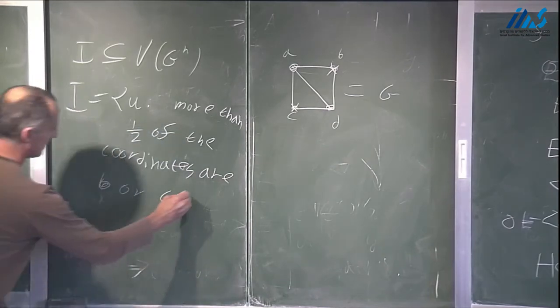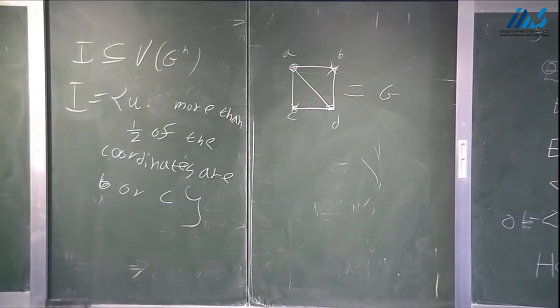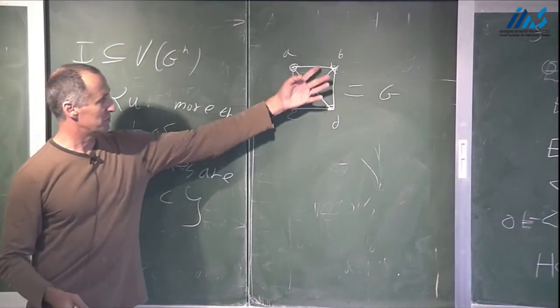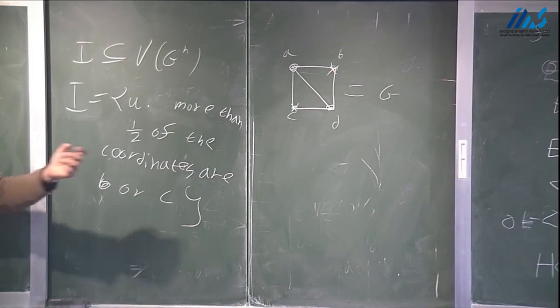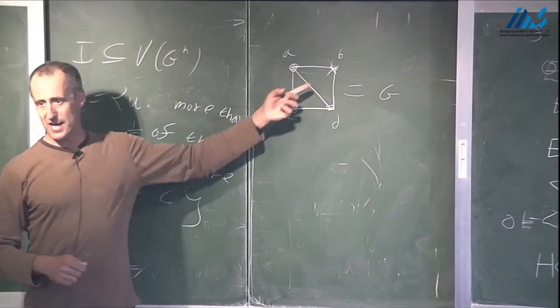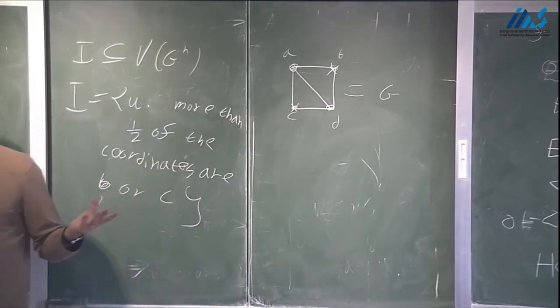So if you look at a vector and ask what's the probability that slightly more than half of the coordinates will be either B or C, the probability is about 50%. So about half of the vertices have this property. And if you take two such vectors, they share some coordinate where both of them have B or both of them have C, or one has B and the other has C. And then they aren't neighbors, so that will be an independent set.